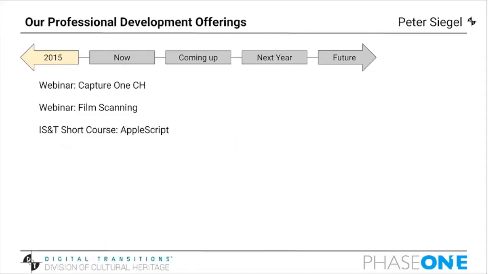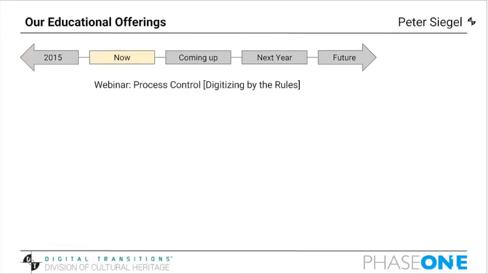So in the past, we've offered webinars on Capture One CH, webinars on using instant capture cameras like the digital backs to digitize film instead of film scanning. We also held a course at the IS&T conference on Apple scripting to enhance your workflow. Today, we're offering a webinar on process control, digitizing by the rules.